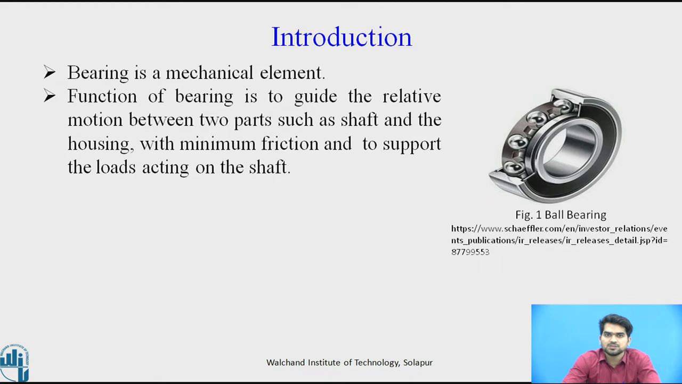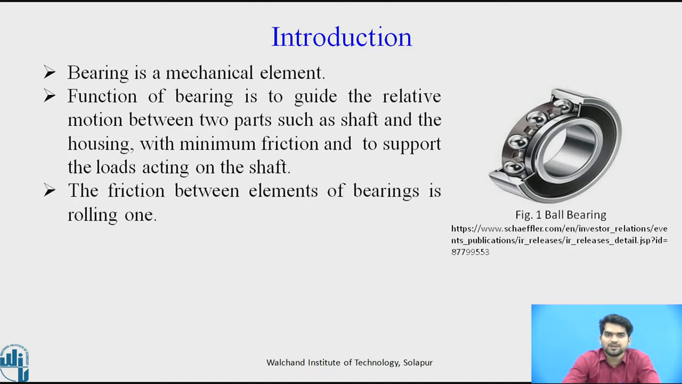The function of the bearing is to guide the relative motion between the two parts, such as the shaft and the housing, with minimum friction and to support the load acting on the shaft. So the main purpose of this bearing is to reduce the friction and to support the shaft. The friction between the elements of the bearing is rolling. If you consider this is a roller or a ball, it has relative motion with respect to the inner race and the outer race, and it should be rolling. As there is minimum friction, it is called an anti-friction bearing.